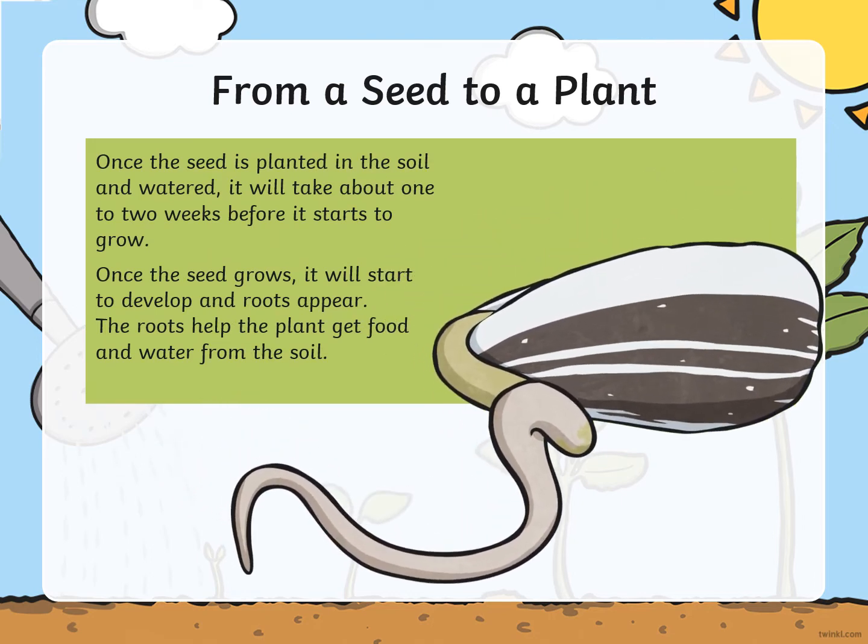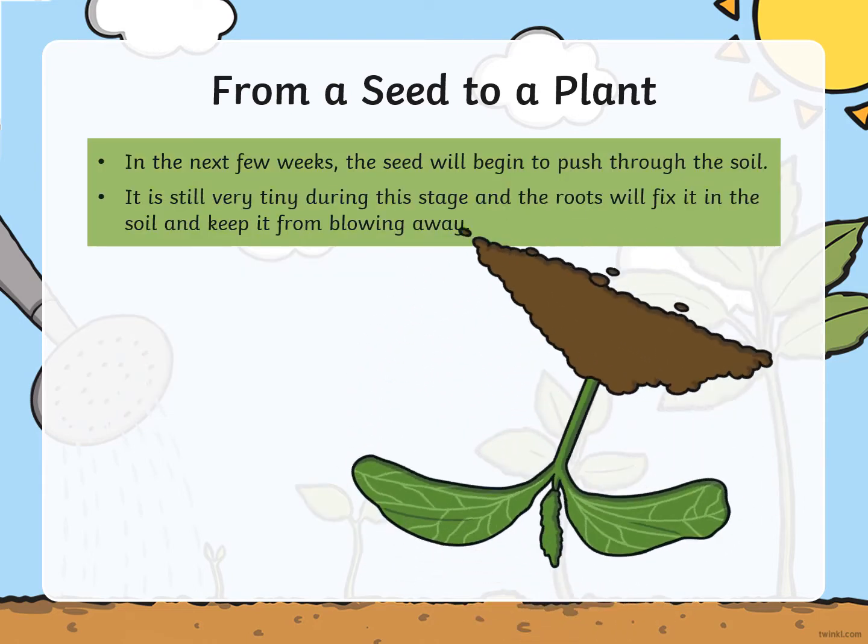Once the seed is planted in the soil and watered, it will take about 1 to 2 weeks before it starts to grow. Once the seed grows, it will start to develop and roots appear. The roots help the plant get food and water from the soil. Now what will happen next?